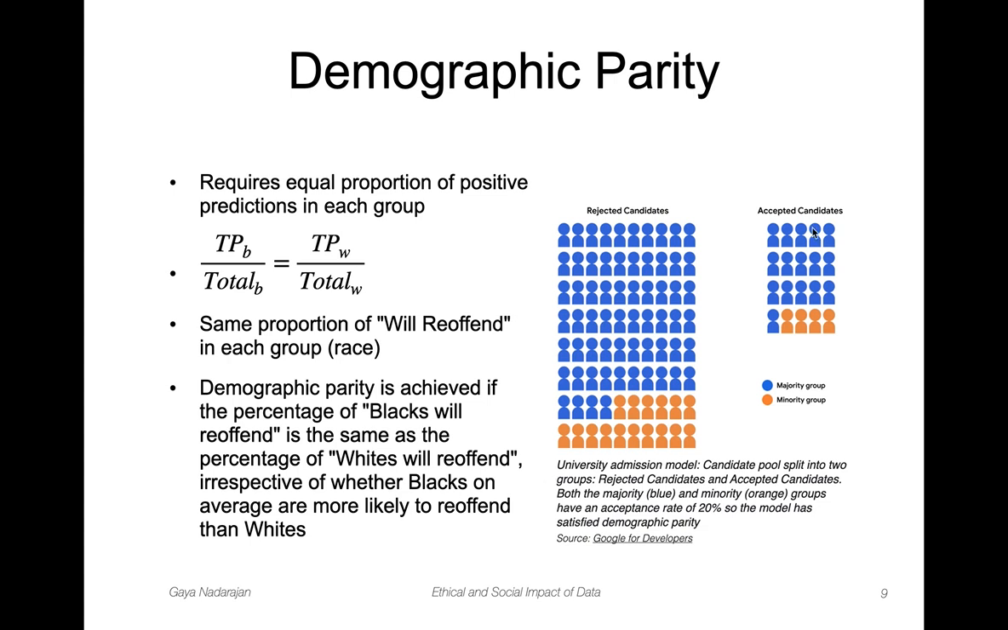So what we're saying is, in this particular data, we can see that the model has satisfied demographic parity, because both the majority and minority groups have the same percentage of acceptance rate, or true positives.